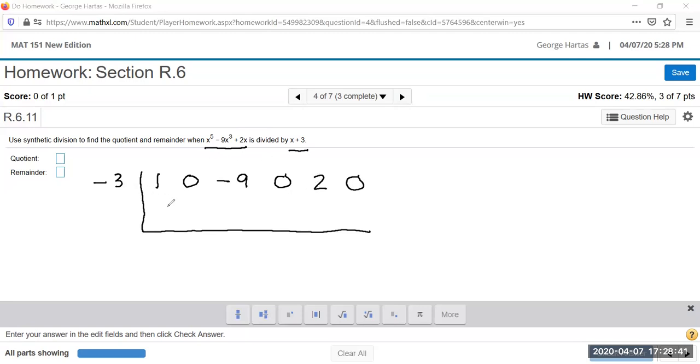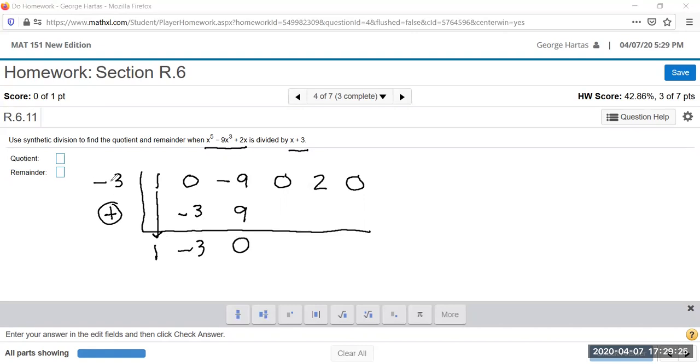The procedure is the same as the previous problem. We start by bringing this first number down below this line. And then we're going to multiply. -3 times 1 is -3. Put it in this empty space here. When you have two numbers on top of each other, you're going to add. This gives us -3. Then we're going to multiply. -3 times -3 is a +9. Add.